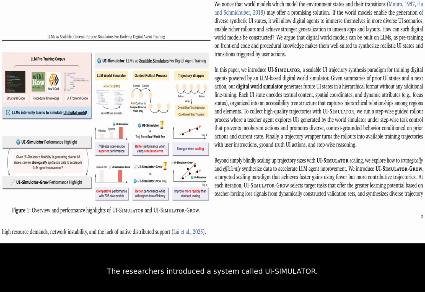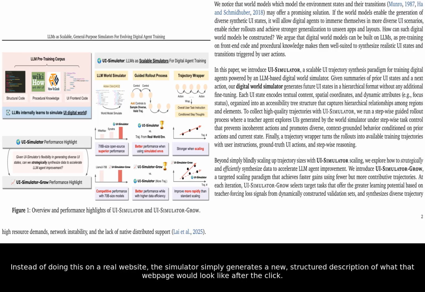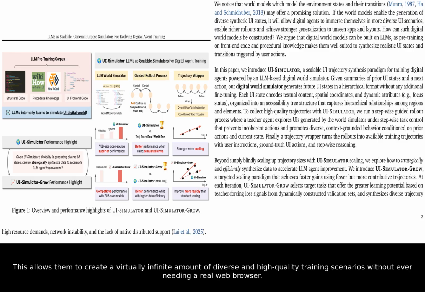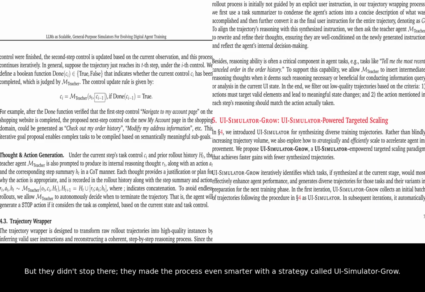The researchers introduced a system called UI Simulator. At its core, it uses a large language model as a digital world simulator. Think of it like this: a trainee agent decides to click a button. Instead of doing this on a real website, the simulator simply generates a new, structured description of what that web page would look like after the click. This allows them to create a virtually infinite amount of diverse and high-quality training scenarios without ever needing a real web browser.